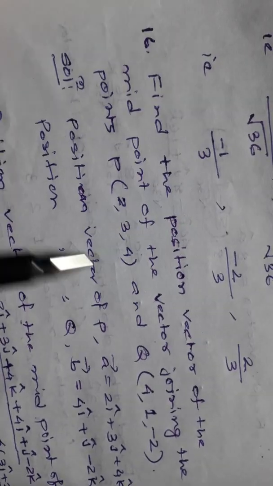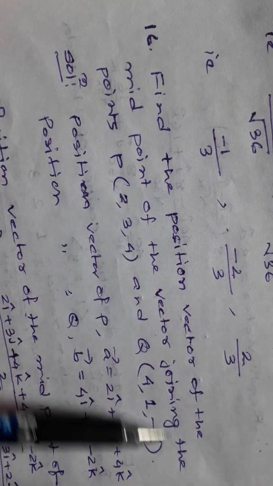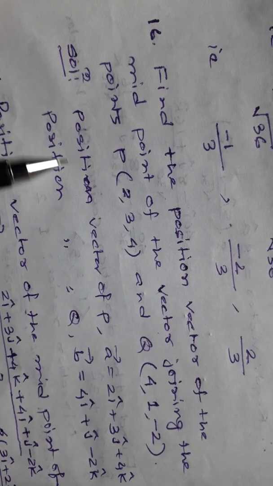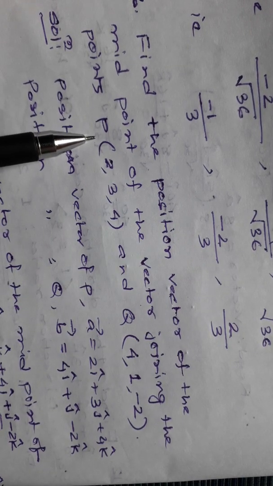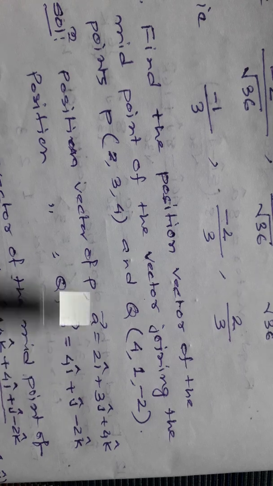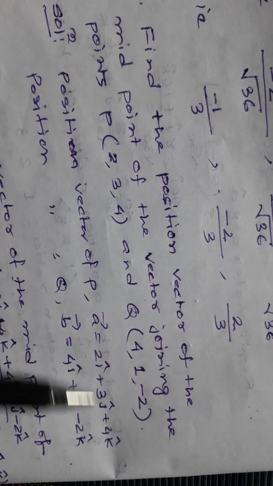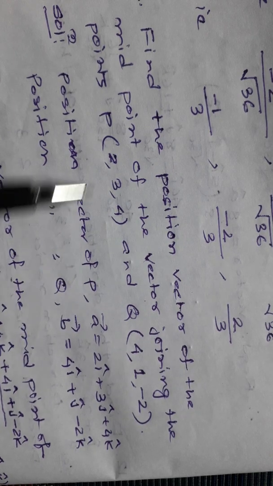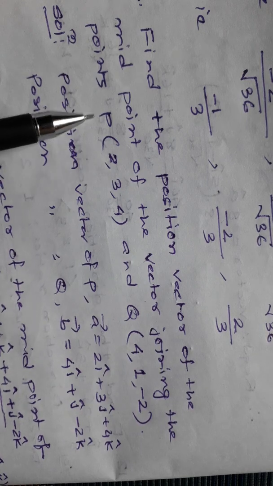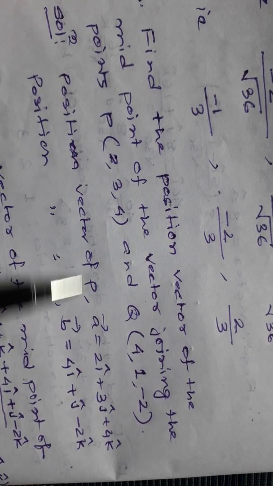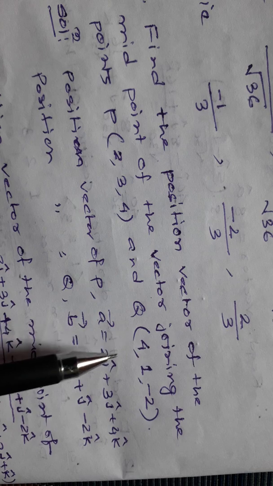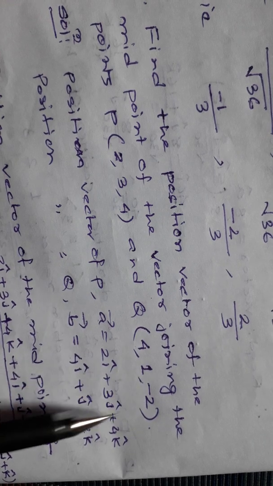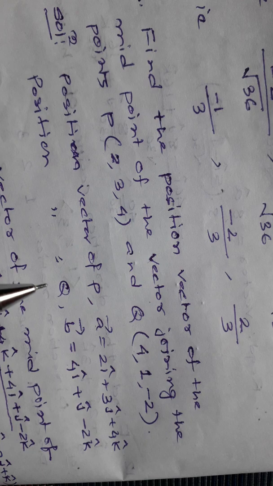Question number 16. Find the position vector of the midpoint of the vector joining the points P and Q. Suppose position vector of the point P be vector A. Vector A equal to 2i plus 3j plus 4k. So this is the position vector of the point P. Position vector of the point Q denoted by vector b. Suppose 4i plus 1j minus 2k. So a and b are position vectors of the points P and Q.